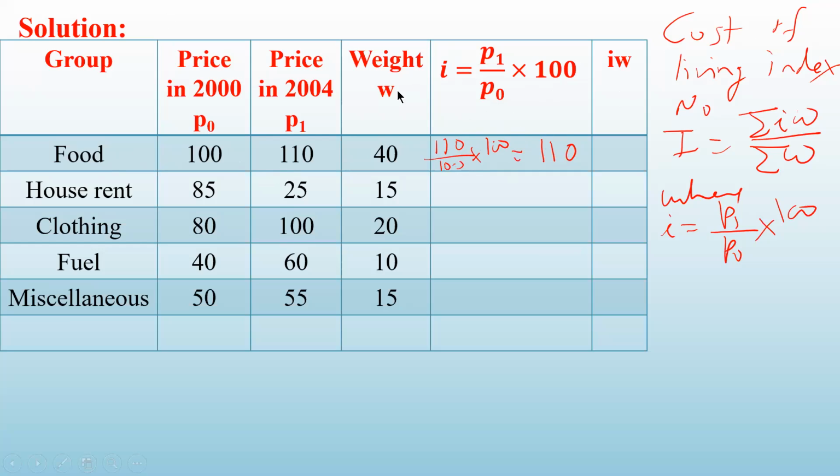And IW, here itself you can multiply with W. So 110 multiplied by 40 will give you 4,400. Okay, I into W. You have to multiply these two columns. So you will get IW.